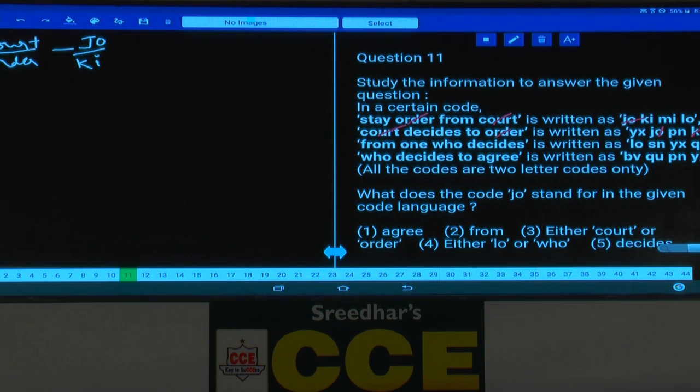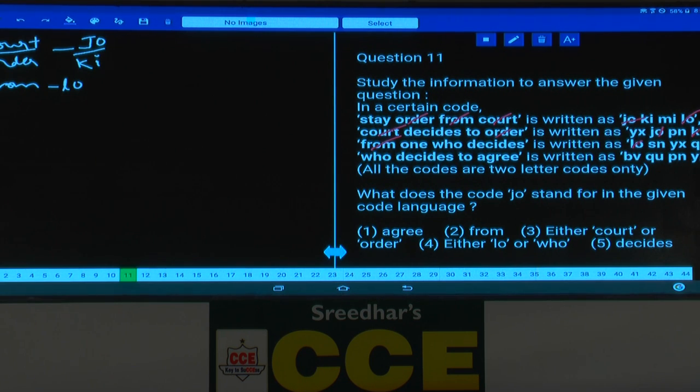Then compare the first one and the third one. What is the first and the third here? Stay and from. From is the word which is common. As from is the word which is common between these two. And what is the code which is common between these two? LO. Hence the code to the word from is LO. From is LO.